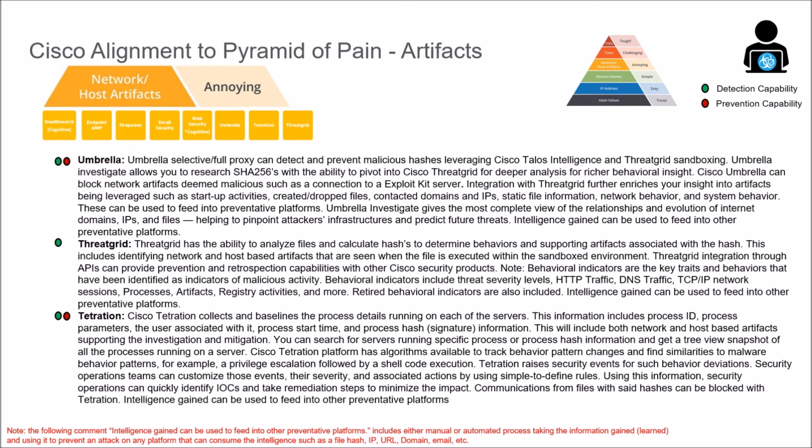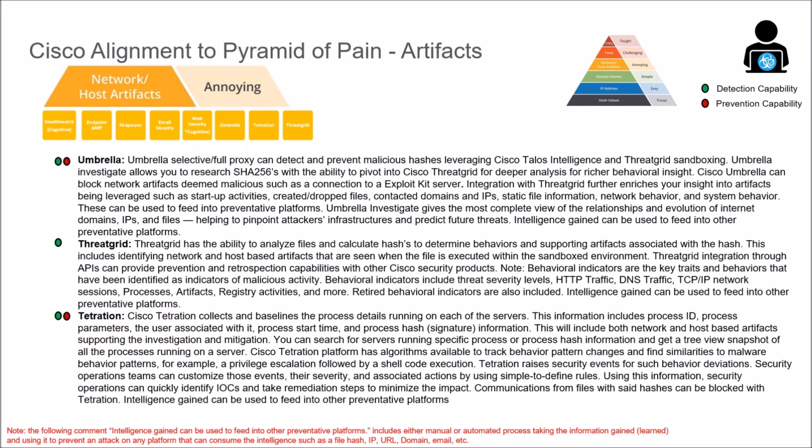Umbrella Selective Proxy obviously can detect and prevent malicious hashes, and leveraging Cisco Talos Intelligence and ThreatGrid sandboxing provides us insight into these hashes. And so that insight into these hashes can be used to further investigate the details around that. So jumping now into ThreatGrid, getting deeper analysis for richer behavioral insight.